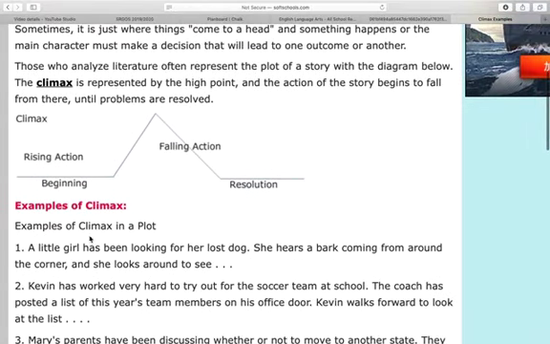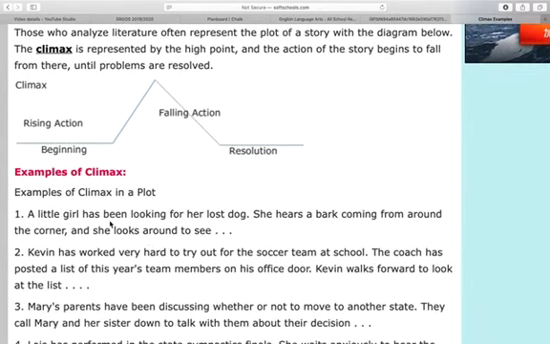So here are some examples of climax in a plot, and these really help me understand what a climax is. A little girl has been looking for her lost dog. All right, so this might be the rising action. She hears a bark coming from around the corner. She looks around to see. That's the climax. We're up at the climax. What is she going to see? Will she see her dog and resolve it? Will she see her dog had puppies and then there's another resolution? Does she see a whole different animal there?